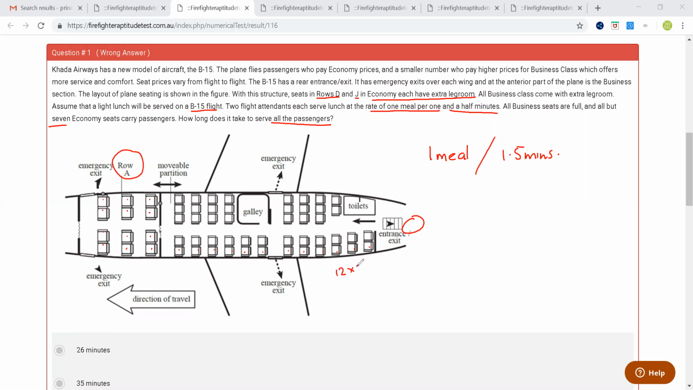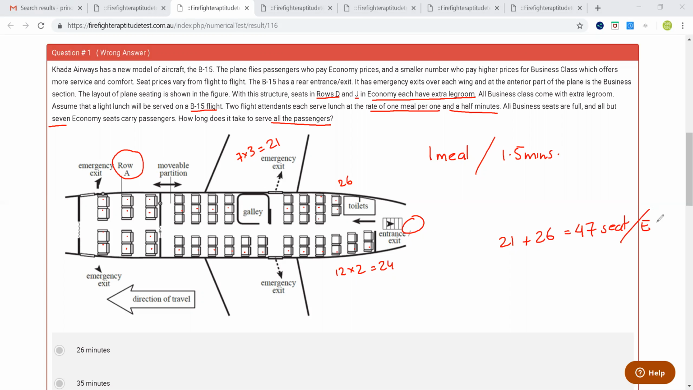12 multiplied by 2 is 24 here. Now 24, 25, 26, so it comes to 26 here. Then 1, 2, 3, 4, 5, 6, 7, and 3 rows. So 7 multiplied by 3 is 21. So 21 plus 26 makes it 47 seats.